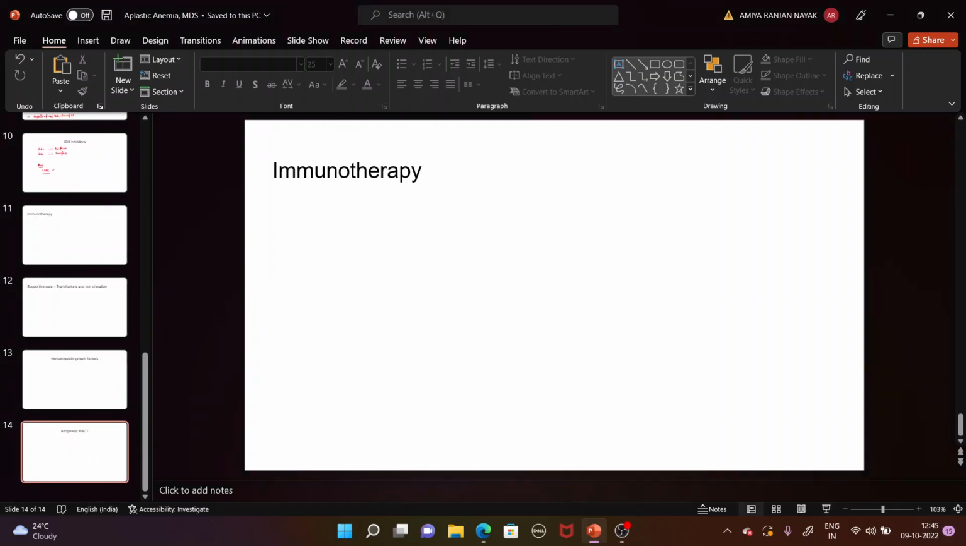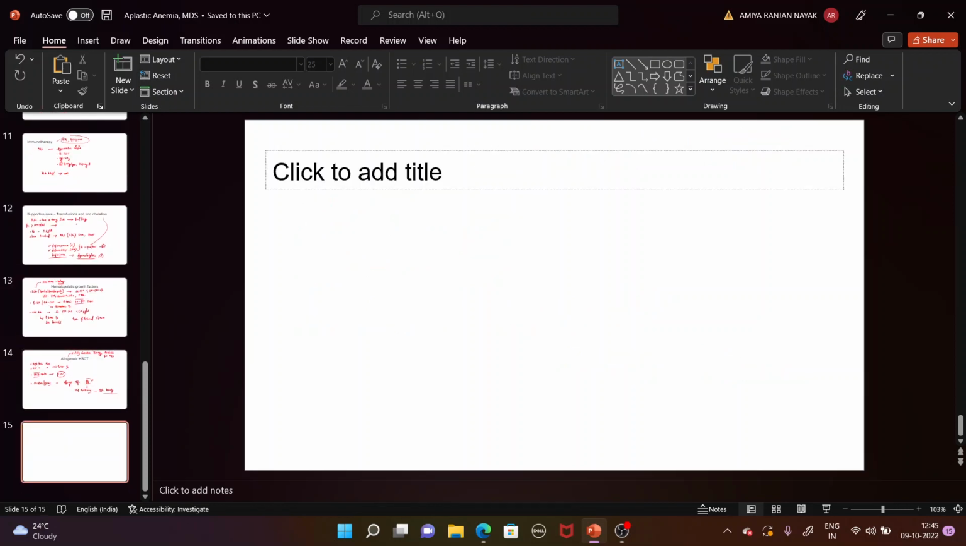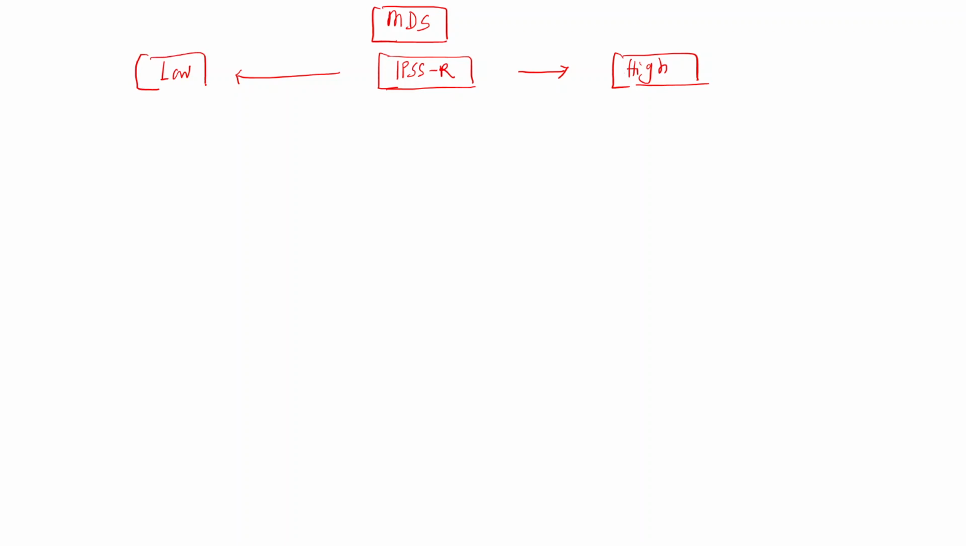Okay. So now we have studied all the modalities. Now we'll be just summarizing the management. So here we'll just summarize the treatment algorithm. Once the patient is diagnosed with MDS, I told you, you have to do IPSS-R risk stratification, and then divide them into low risk group or high risk group.